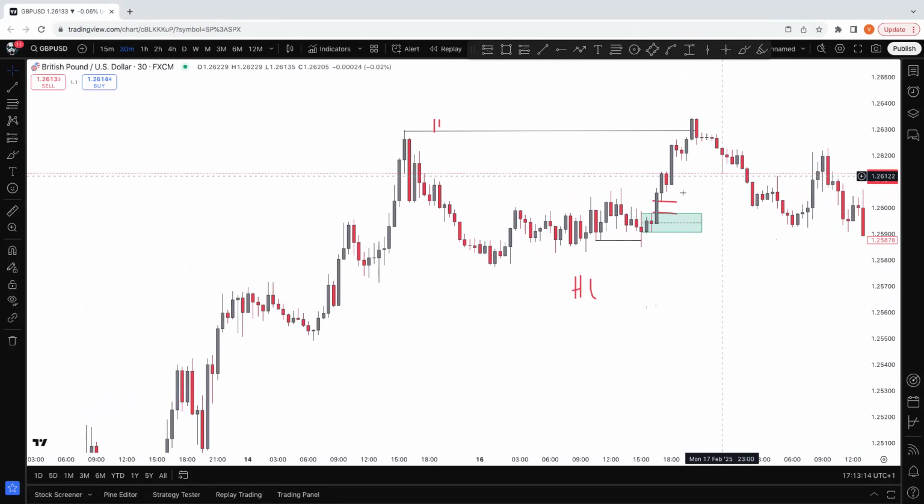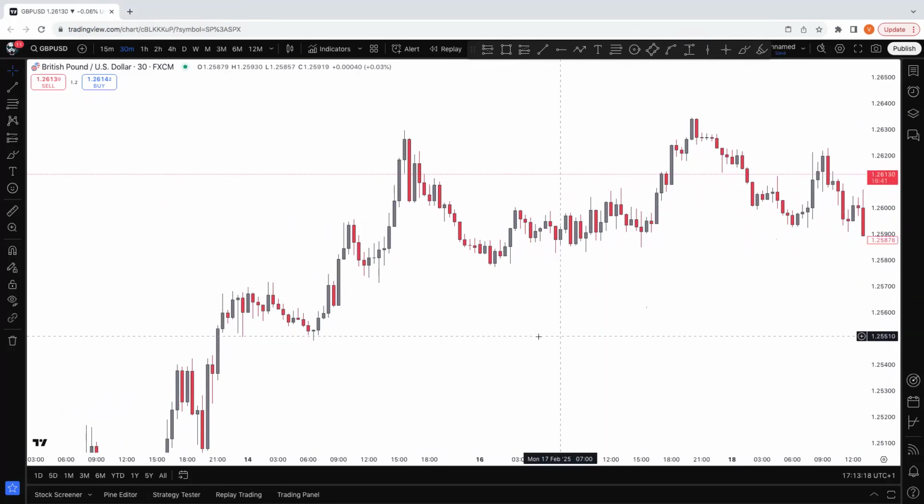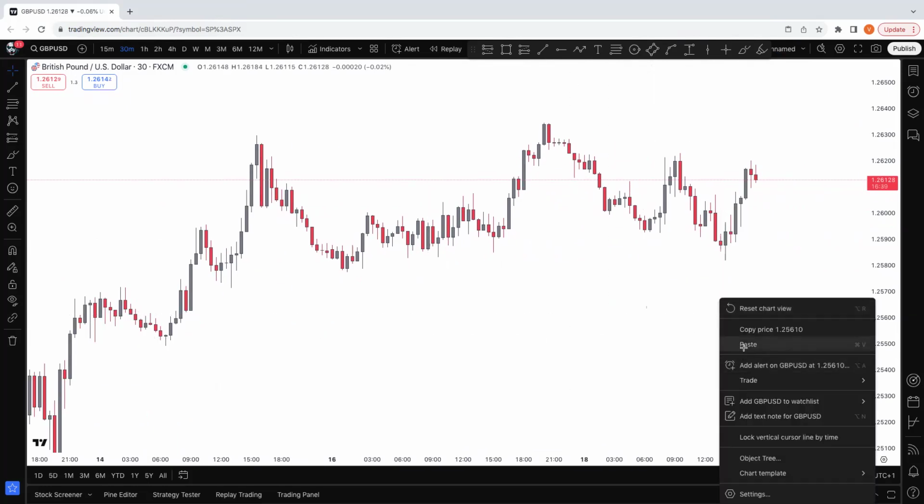Now, in this scenario, we see that price is actually... okay, let me clean all of these things here. Let me try to paste it again.